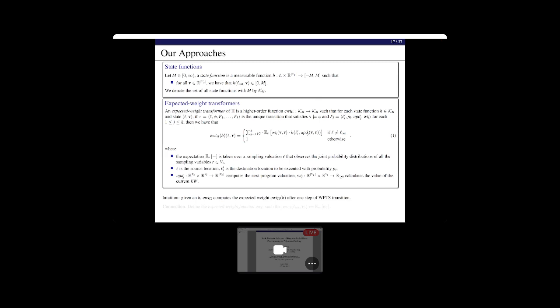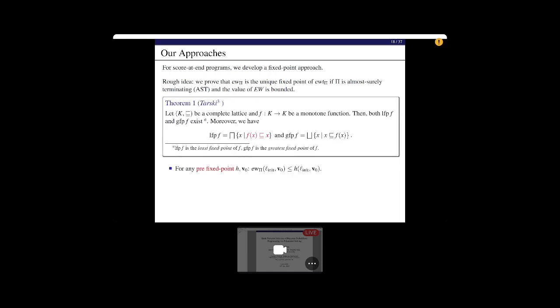Before we formally introduce our approach, we present two mathematical functions. The first is the state function, which maps from a program state to a real number. The second is called an expected weight transformer, which is a higher order function that takes as input a state function h, then outputs the expected weight of h after one step of the transition.